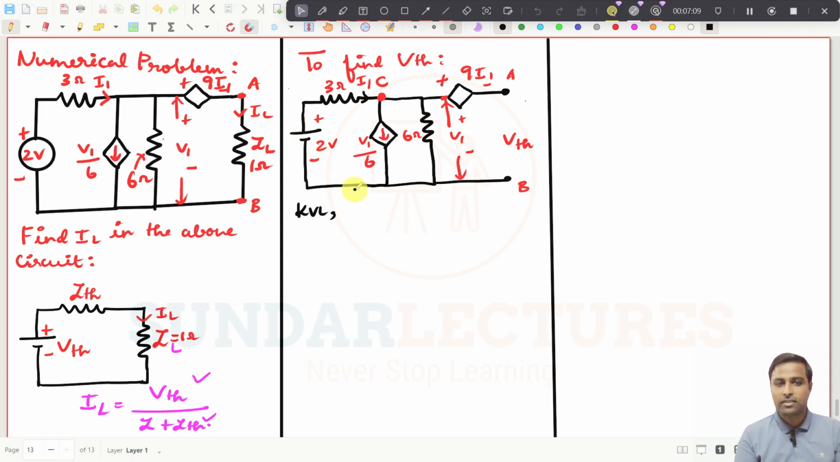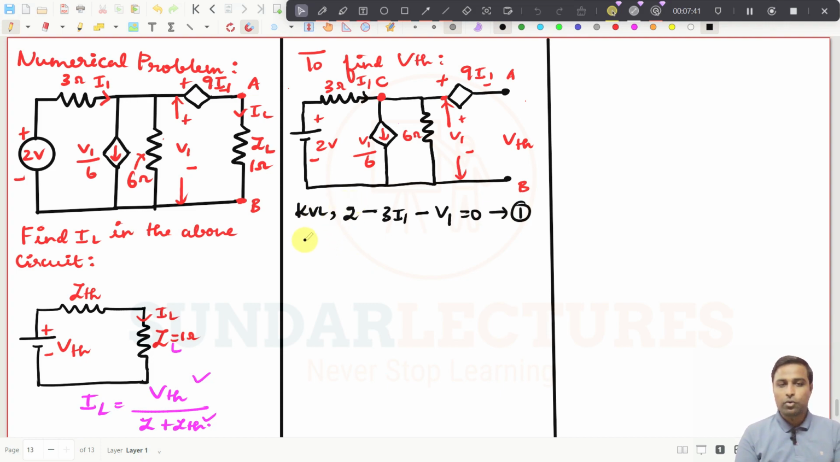If you are going in this direction, this will be plus 2, and I am going in the same direction as this current I1, so I have to put minus 3 into I1. Then I have to come in this way here. You don't consider whatever current or resistance is connected here, because we know these 2 points will have voltage V1. From plus to minus, I am traveling across this voltage, so this will be minus V1. That's all, and this should be equal to 0. So this is expression number 1.